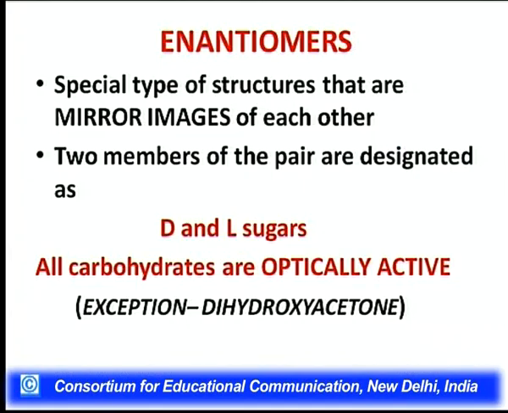So the compounds which have chiral carbons in them will exist as a pair of enantiomers. The simplest example of an aldose which is optically active is glyceraldehyde, and it has one chiral carbon, and since it has one chiral carbon, it can exist as 2 optical isomers. One will be the D enantiomer, the other one being the L one, and this pair is known as an enantiomeric pair. So what are enantiomers? As I've already said, they are a special type of structures which are mirror images of each other, and the 2 members of the pair are designated by the symbol capital D and capital L on the basis of their configuration.